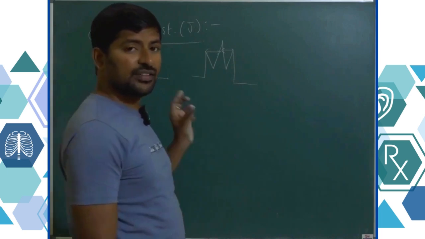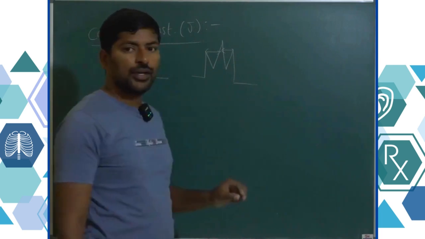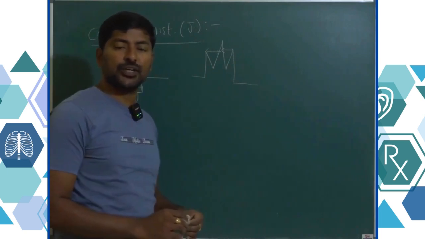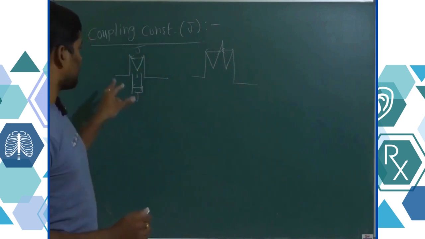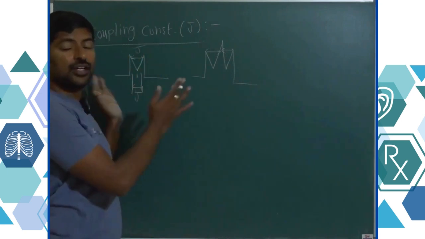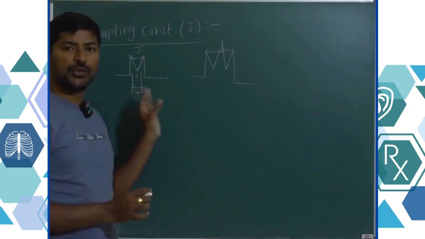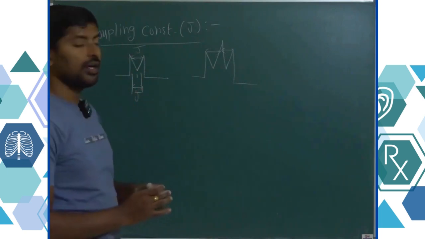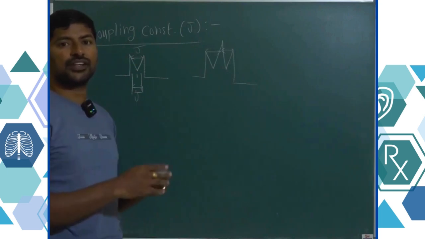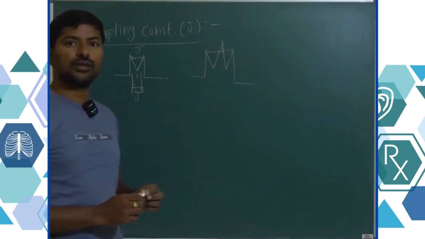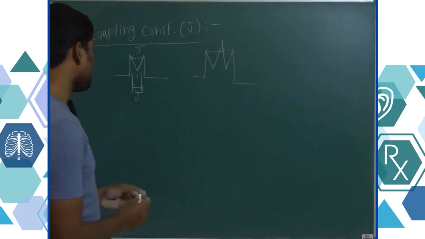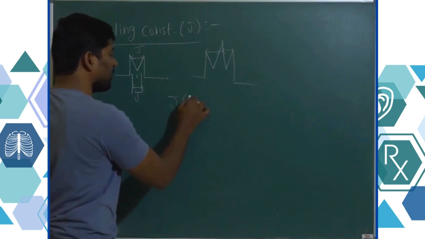Coupling constant indicates the extent of interaction between 2 protons, between neighboring nuclei. If the extent of interaction is high, the coupling constant value is also high. So the order of interaction between two nuclei that we can give based on coupling constant. If extent of interaction increases, coupling constant also increases. And generally coupling constant is expressed in Hertz.